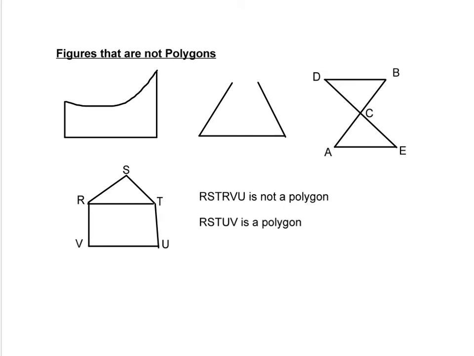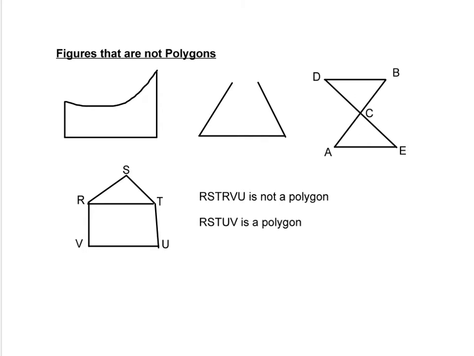These are some figures that are not polygons. This is not a polygon because it has a side that's not straight. It has a curved side. This is not a polygon because the figure is not closed. This is not a polygon because it's not simple. We have lines that cross right here at C.